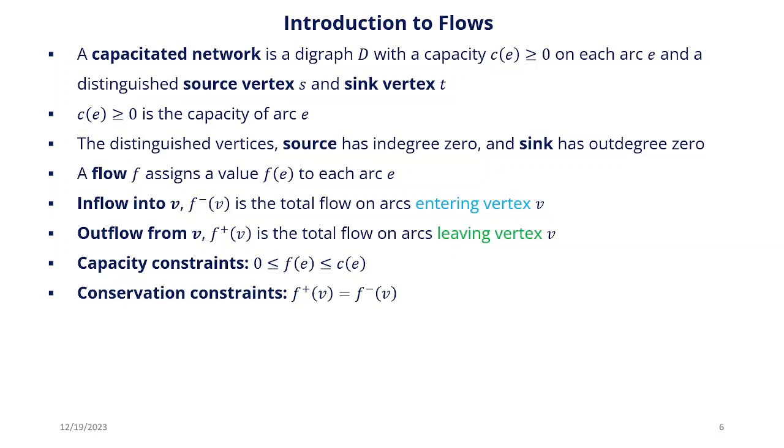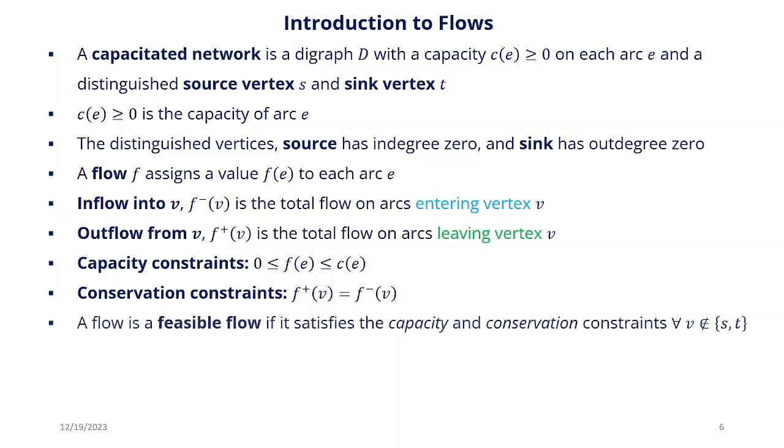Conservation constraints. For every vertex except the source and the sink, the quantity flowing into that vertex must be equal to the quantity flowing out of that vertex. We say a flow is a feasible flow if it satisfies the capacity and the conservation constraints, both of them, for all vertices inside the network, excluding the source and the sink. Source must only have outflow and sink must only have inflow.